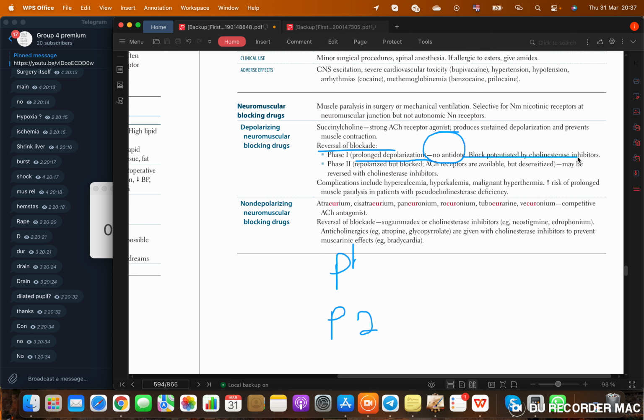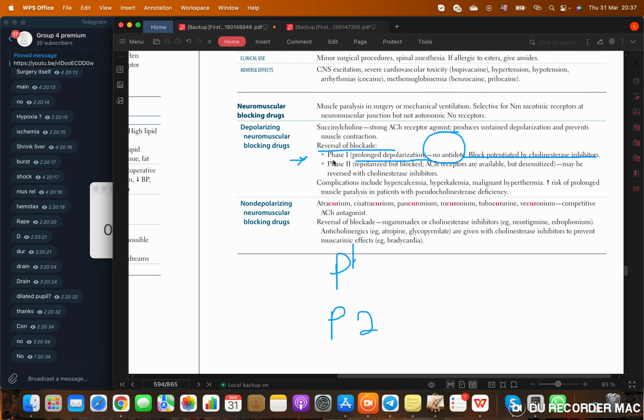Block potential by cholinesterase inhibitor. So here's the thing. If you give such medication, you need to keep in mind that sometimes you will have zero control over the patient, meaning he can get paralysis and you cannot give the antidote. That sounds dangerous. Yes, that's why we don't like this medication.